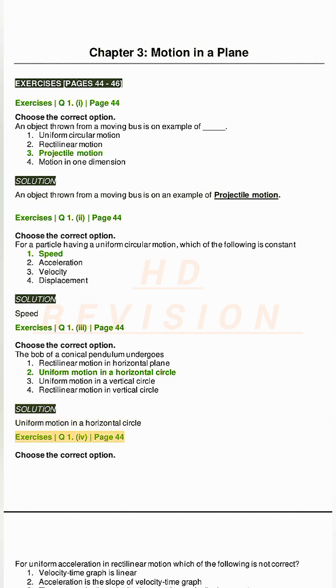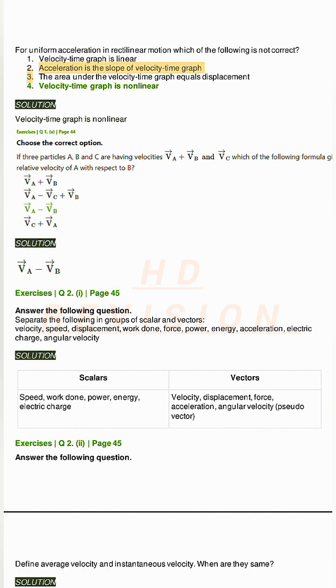Exercises Q1. IV page 44. Choose the correct option. For uniform acceleration in rectilinear motion, which of the following is not correct? 1. Velocity time graph is linear. 2. Acceleration is the slope of velocity time graph. 3. The area under the velocity time graph equals displacement. 4. Velocity time graph is nonlinear. Solution. Velocity time graph is nonlinear.